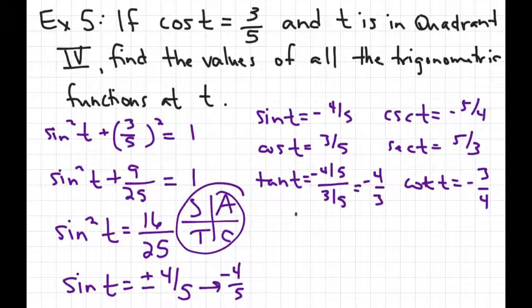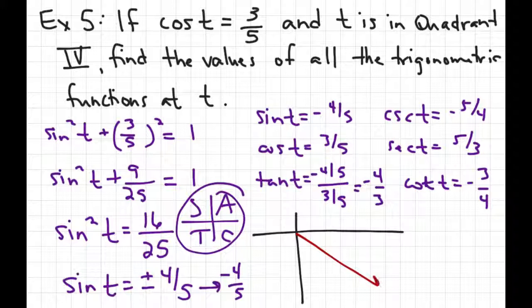Now the other way that you could have done this was you could have said, well, if the terminal ray is in quadrant 4, the angle is right here between the terminal ray and the x-axis. The cosine of that angle is 3/5. That's adjacent over hypotenuse, which means that the other side must be 4. Now because this is in quadrant 4, x is positive, but y is negative.